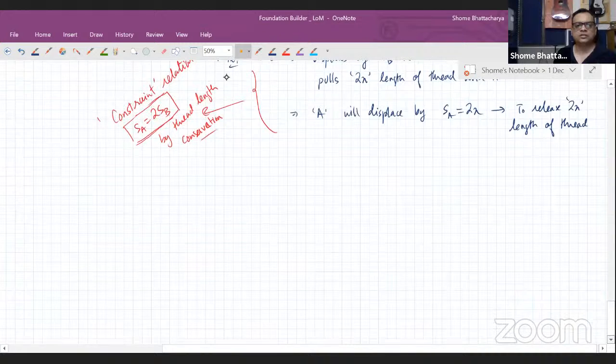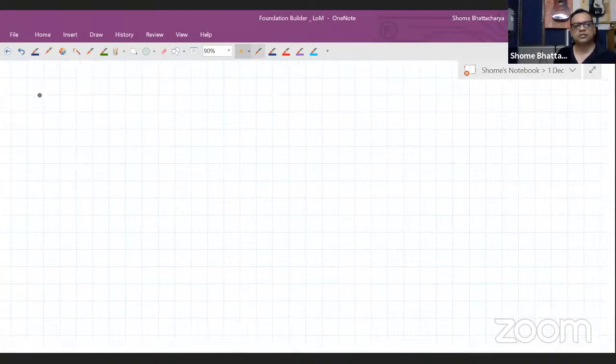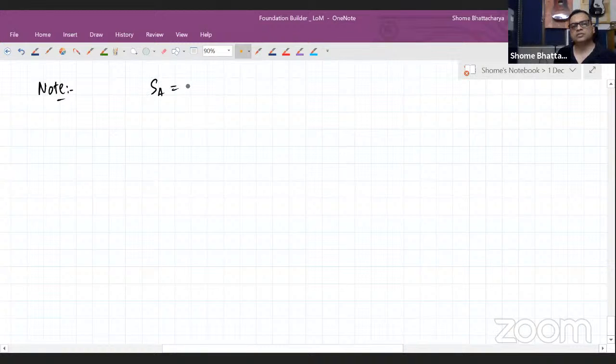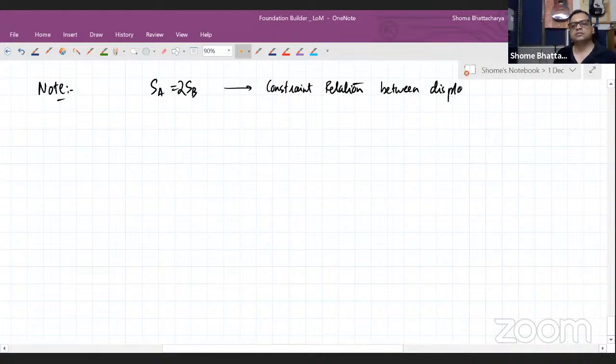So next we will see SA is equal to SB, sorry, 2 times SB. This is the constraint relation between the displacements of A and B. So now we can differentiate that.